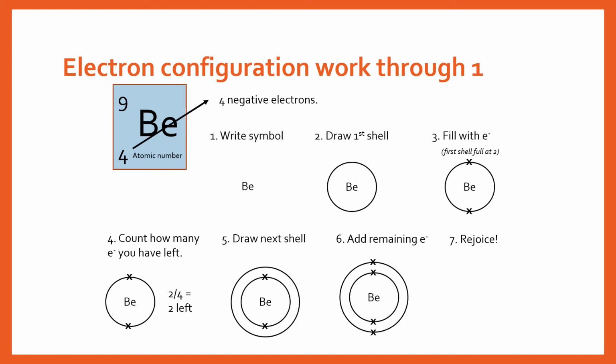Now remember the rule, the first shell can only fit 2 electrons. So we draw our first shell, we draw our 2 electrons represented as X's. Decide how many electrons you've got left. So there's 4 in total, there's 2 more left to draw to make up the 4. So we draw a second shell, and on that shell we add the remaining 2 electrons. That's a total of 4.